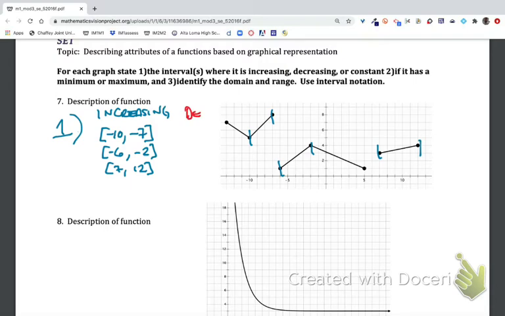They are decreasing from here to here, here to here. So it'll be -13 to -10, and -2 to +5. And we're using that closed bracket because we have that filled in circle. It's including that value in our domain. And this is using that interval notation.